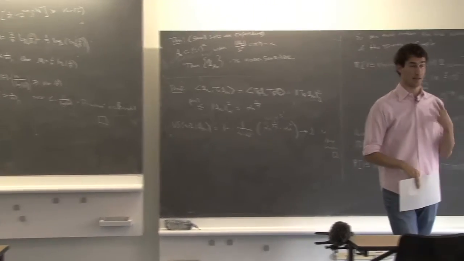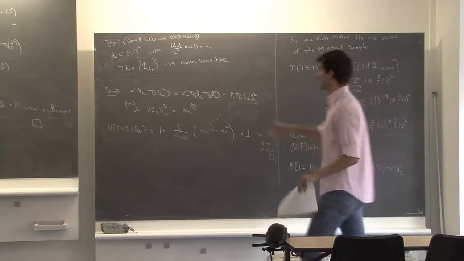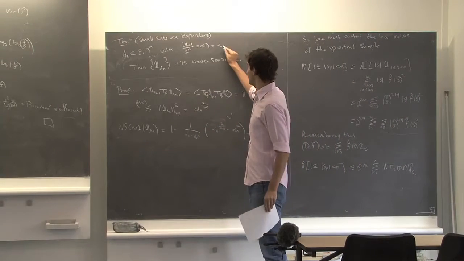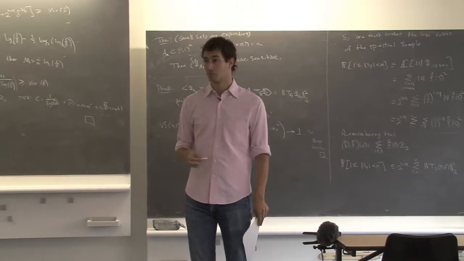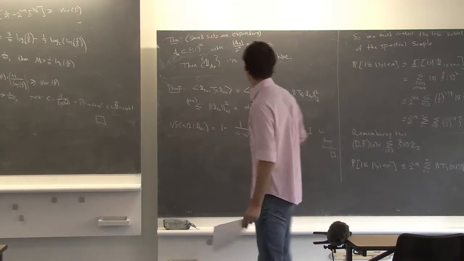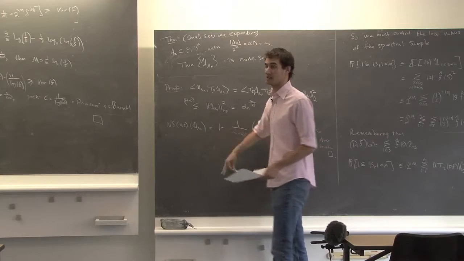So what we're seeing here is that really the fact that this set is small, and the size of that set, is sort of telling you how noise sensitive you are. Just a bit if the set's not particularly small, but the smaller the set, the more noise sensitive you are.